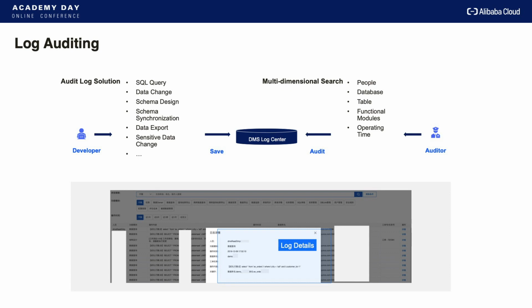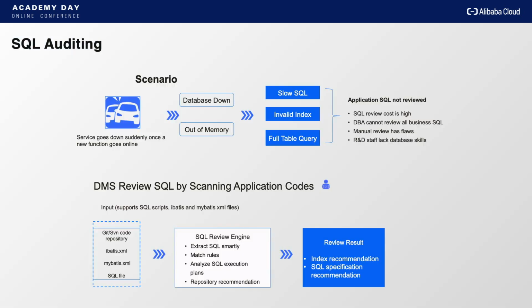And then when an auditor comes in, they can have a different way to play with those logs, right? They can run a multi-dimensional search. They can add a whole bunch of filters to look for specific people, specific database, and specific in conjunction with the specific functional modules, so on and so forth. So this makes the auditing process much, much easier. And then from an enterprise perspective, if you use DMS, you no longer have to worry about auditing because all those functions are built into DMS from day one.